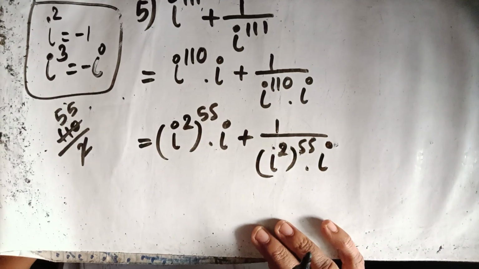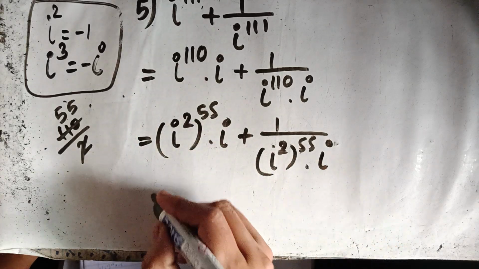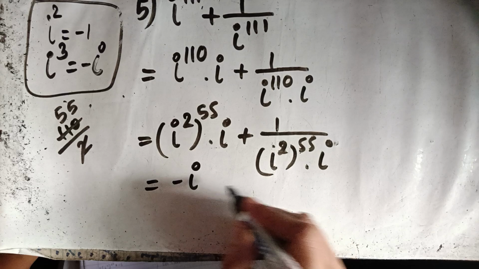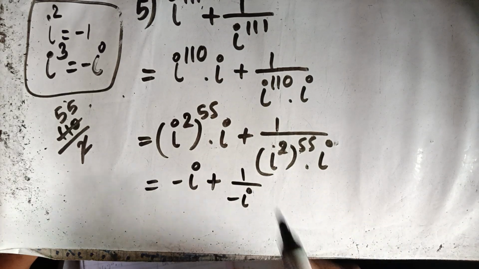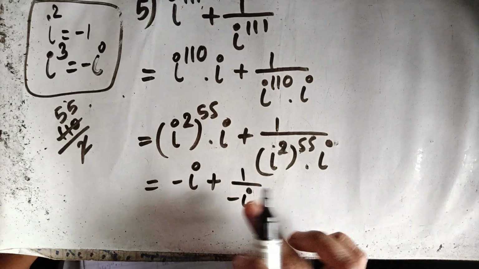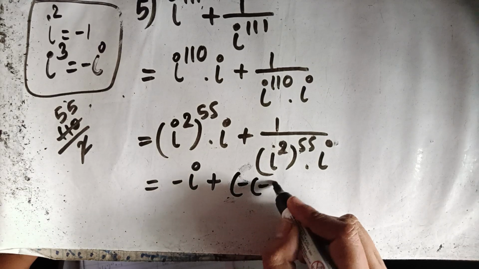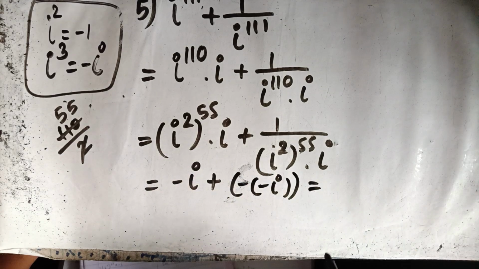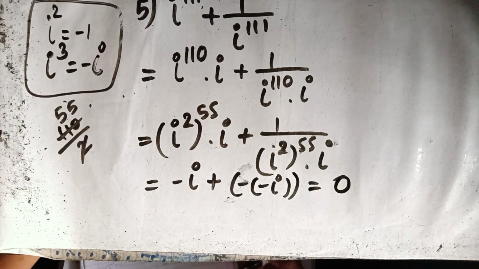I square is minus 1 raised to some odd number, minus. So this is minus i, and this is also 1 upon minus i. So my 1 upon minus i is minus of minus i, which is plus i. Plus i and minus i will get 0.